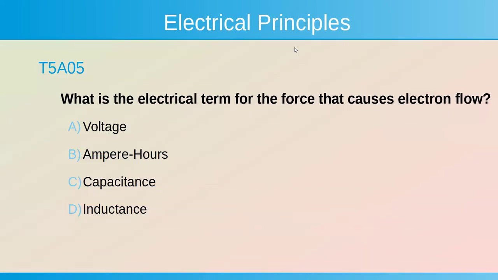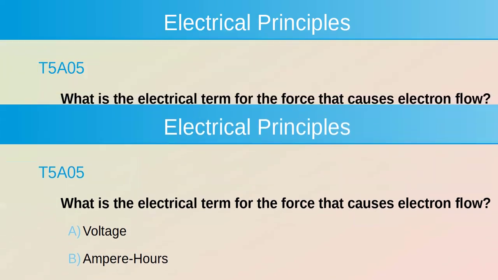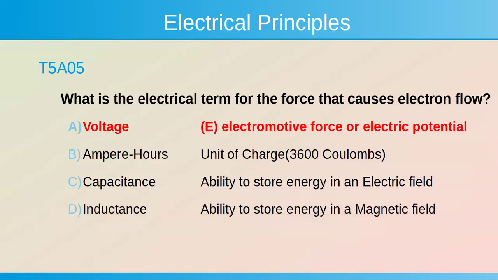So let's do a question. What is the electrical term for the force that causes electron flow? Voltage. Okay. You're right. Electromotive force or potential, we call it voltage and use E.